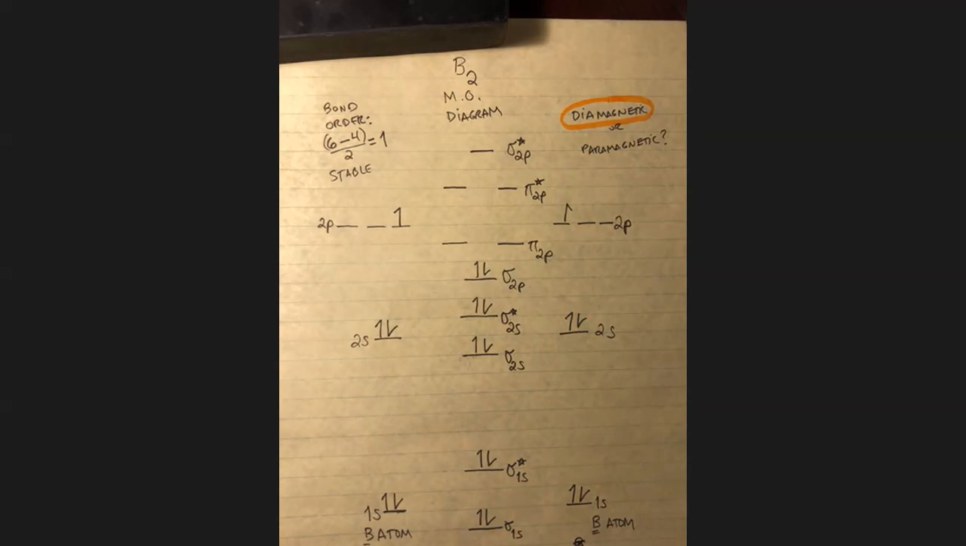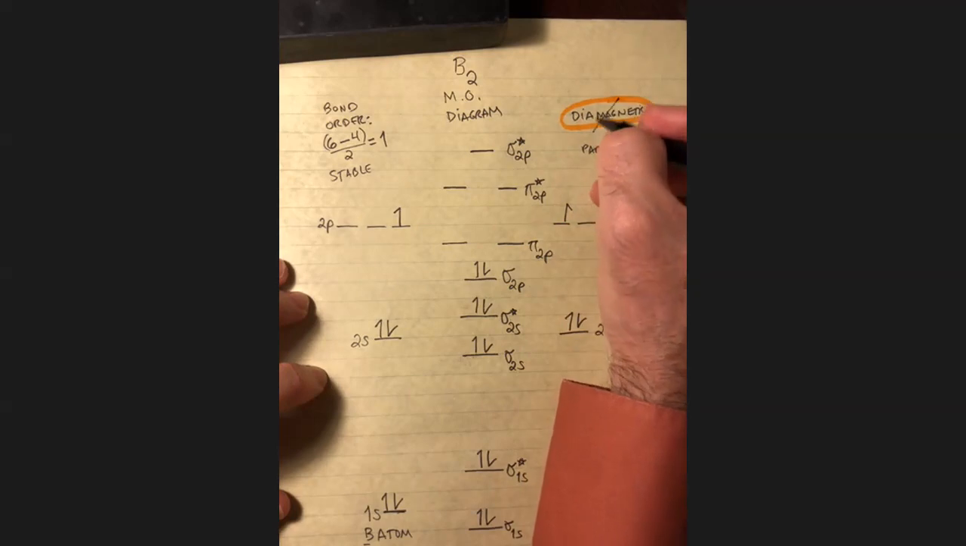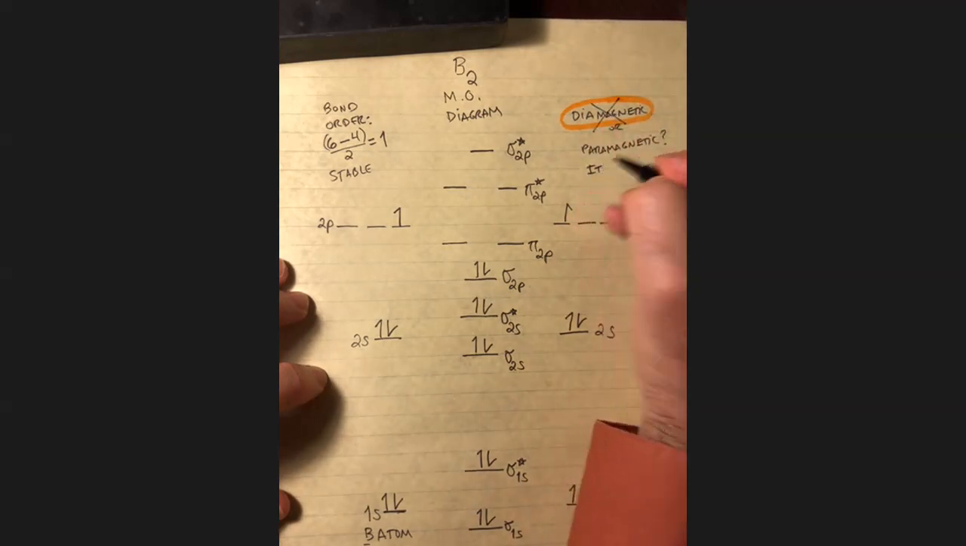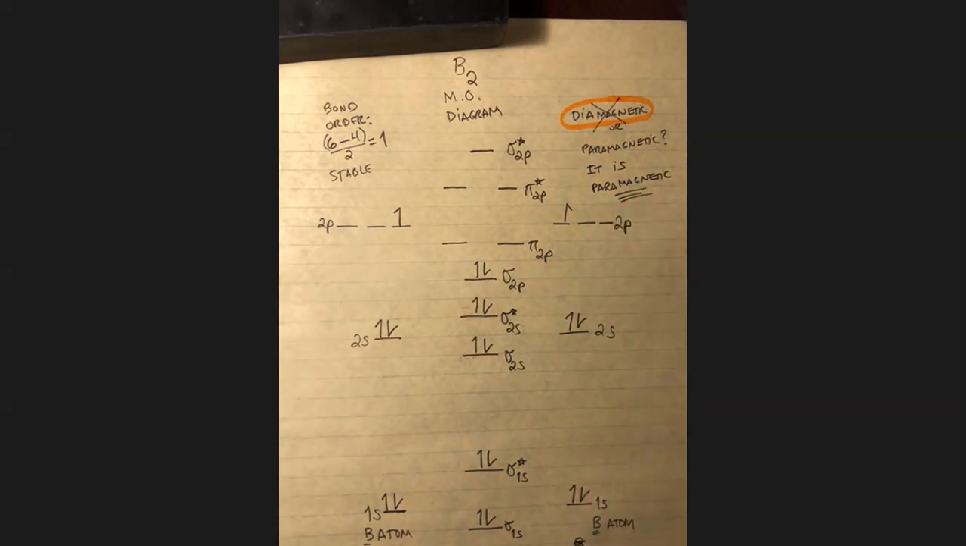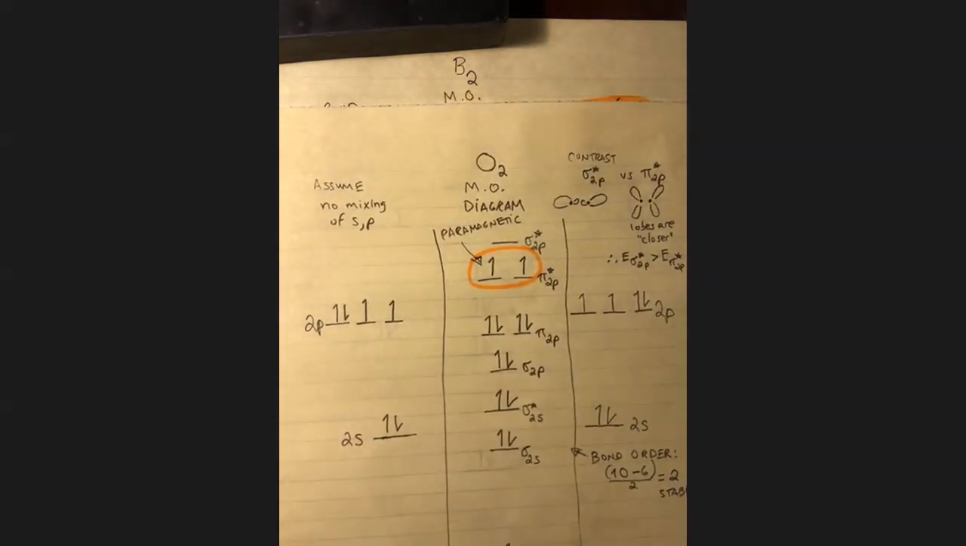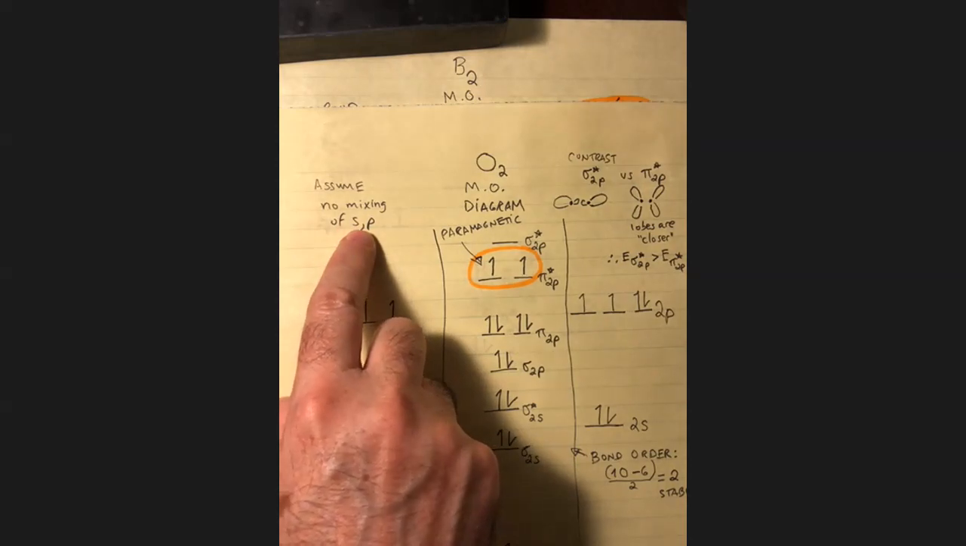So what scientists do is, just like we did with oxygen, test it out. Well, it turns out that B2 is paramagnetic. Oops. Does that mean the molecular orbital theory doesn't work? No, remember, that's not what it is. Remember that we made several assumptions. One of the big assumptions we made when we did the oxygen molecule was that we assumed there was no mixing of s and p orbitals.